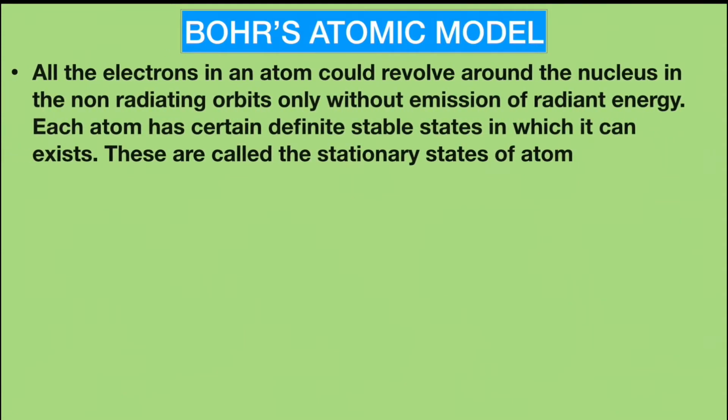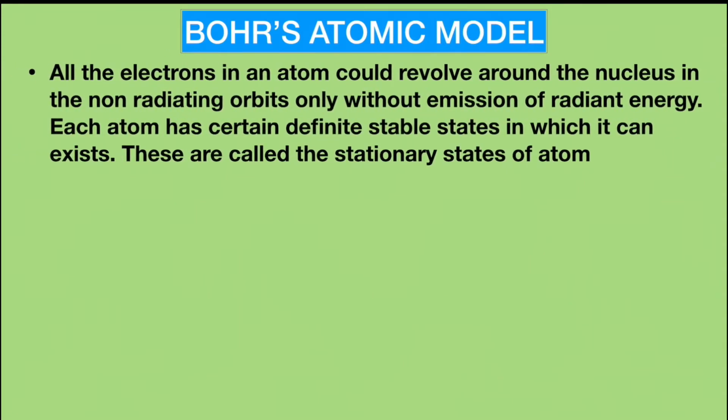So to overcome these two drawbacks, or you can say failure, Bohr continued the Rutherford model and suggested few more points in addition to Rutherford's atomic model. He proposed three postulates. So Bohr's atomic model is in the form of three postulates. So let us begin with the first postulate that explains about the revolving motion of electron around the nucleus.